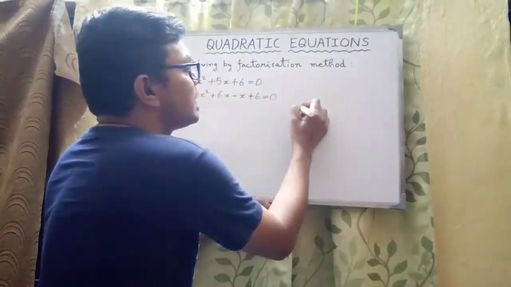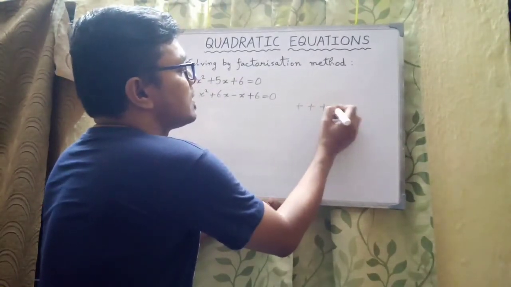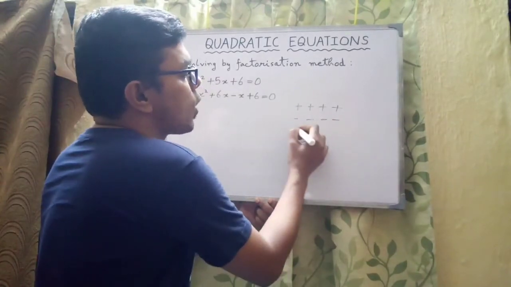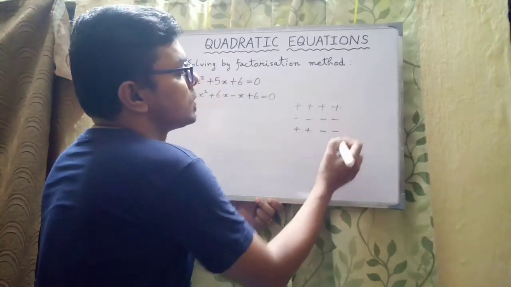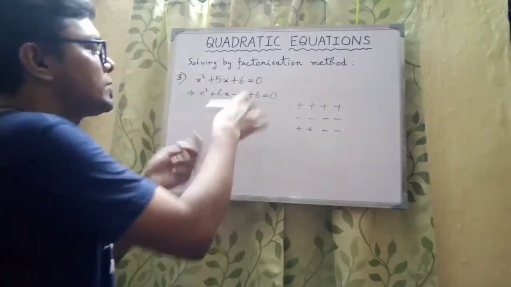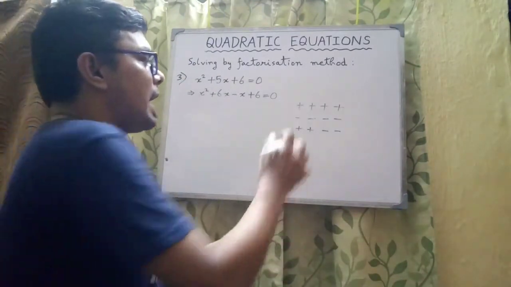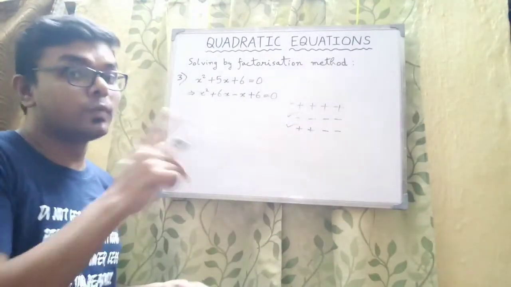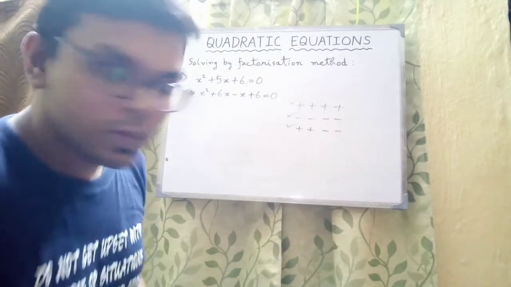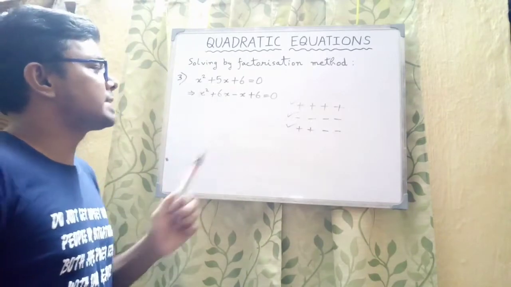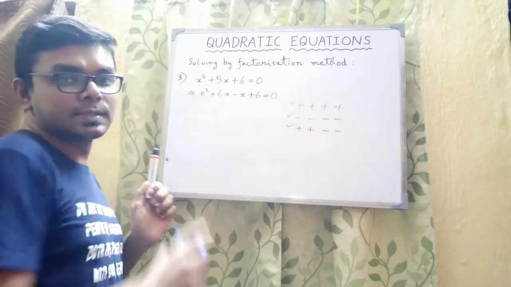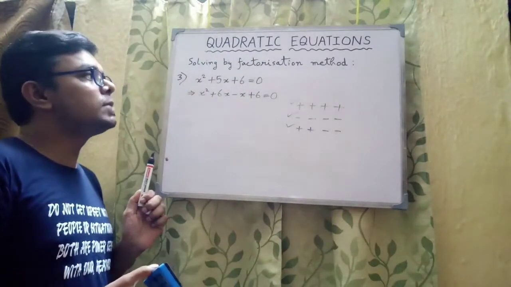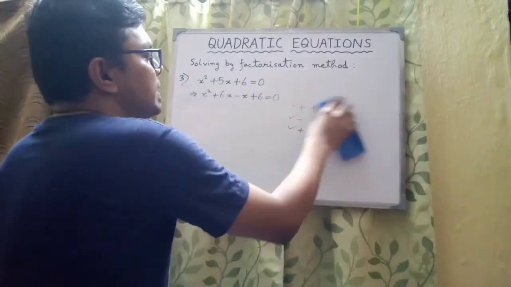Either all should be plus or all should be negative, all should be minus, or there should be two plus signs and two minus signs, it doesn't matter in which order they are. If either of these cases arises, that means you are proceeding correctly with the signs. So if we break it as 6x minus x, we cannot factorize this. So if we cannot factorize, this equation cannot be solved by using the factorization method.